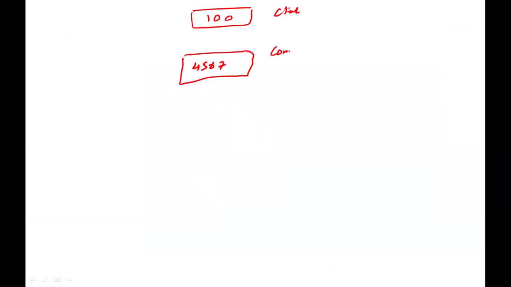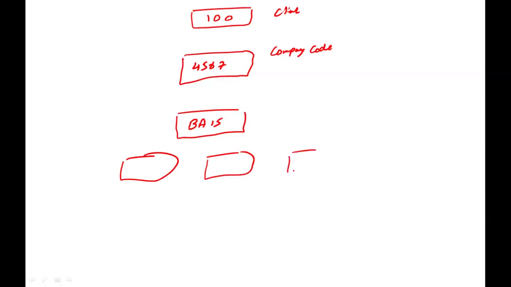So what I created, I had created the client called 100. I have one company code, which is 4567. This is a client. This is a company code. I have one plant under this, which is BA15. And I have three store locations under this. And I have my one purchase organization created, which is 4567. So this is what I created. All are individual.